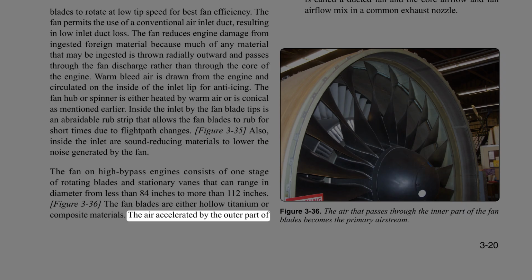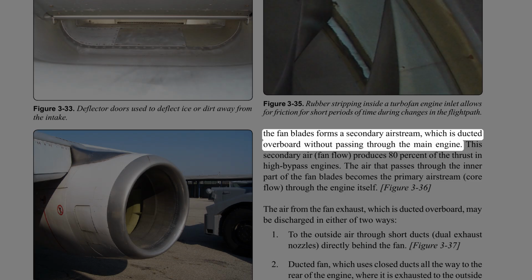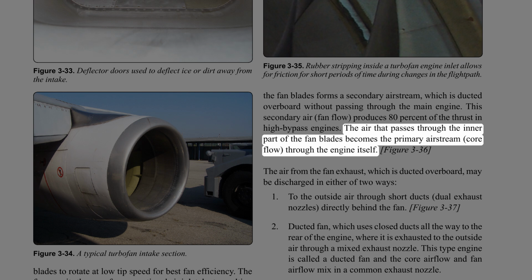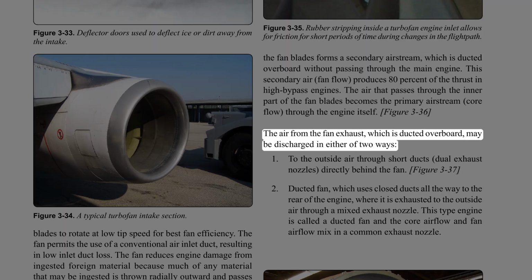The air accelerated by the outer part of the fan blades forms a secondary airstream, which is ducted overboard without passing through the main engine. This secondary air, fan flow, produces 80% of the thrust in high bypass engines. The air that passes through the inner part of the fan blades becomes the primary airstream, core flow, through the engine itself. The air from the fan exhaust, which is ducted overboard, may be discharged in either of two ways.